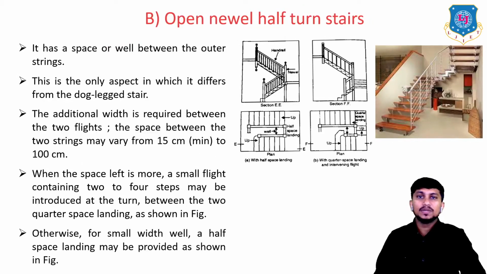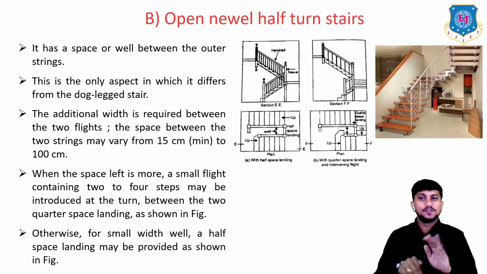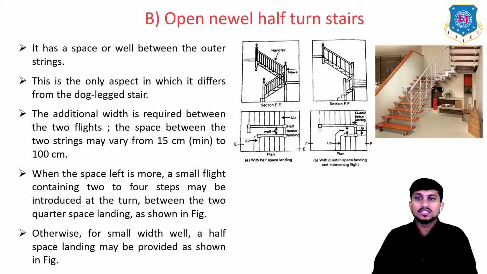Second is open newel half-turn stairs. It has a space or well between the two outer strings. This is the only aspect in which it differs from the dog-leg stair. The additional width is required between two flights. The space between the two strings may vary from 15 centimeters minimum to 100 centimeters. You can clearly see the space, or well, between the two strings in the plan.